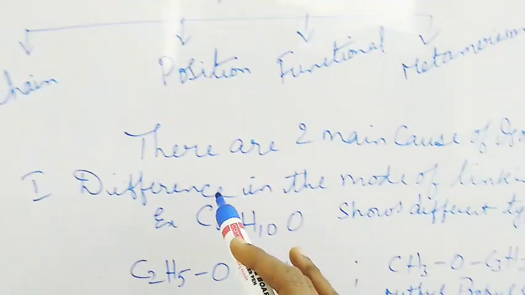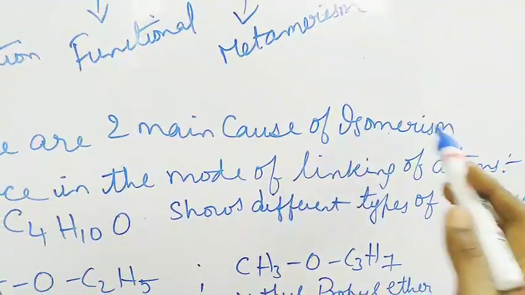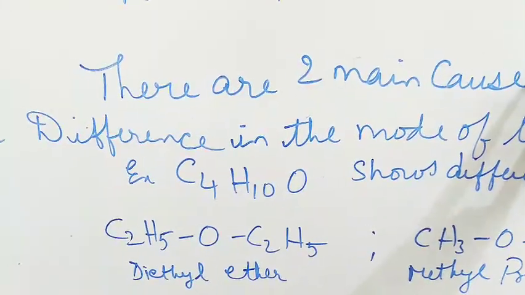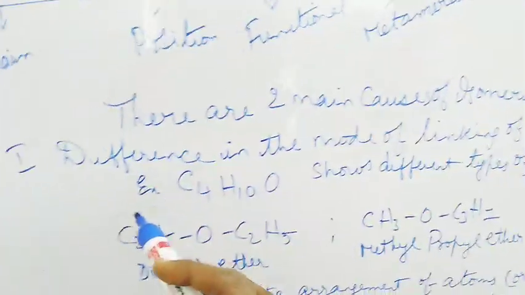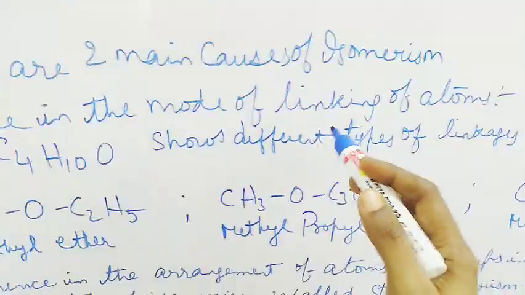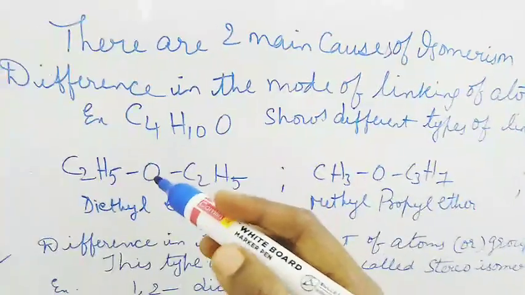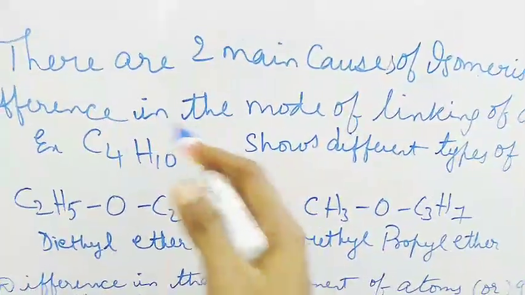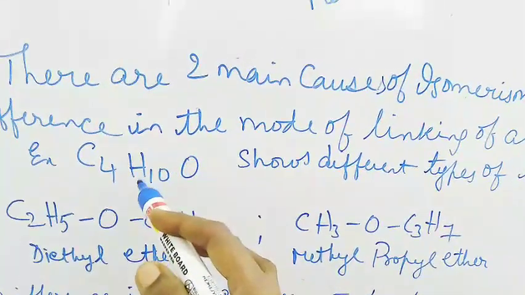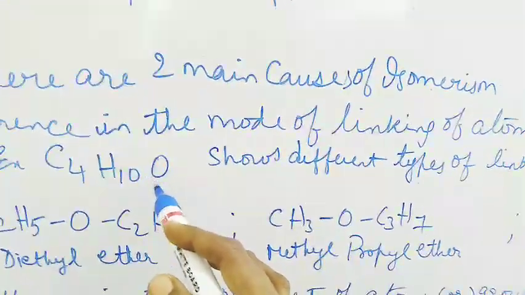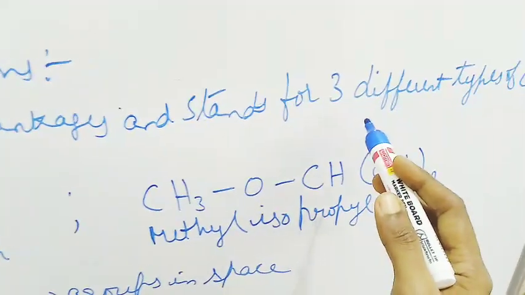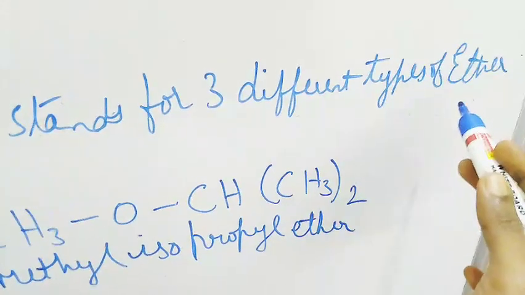Now let us see what are the main causes for this isomerism. There are two main causes. First one is difference in the mode of linking. That means difference in how they are being linked, in the type of link. For example, C4H10O. This is a single molecular formula which shows different types of linkages, and it stands for 3 different types of ether.